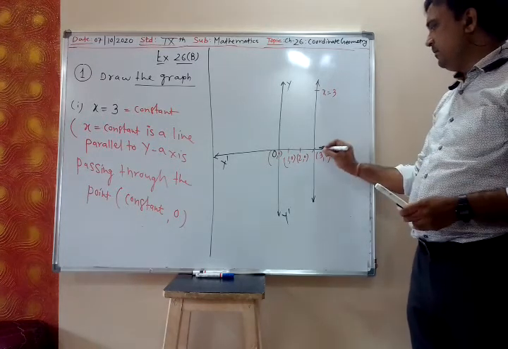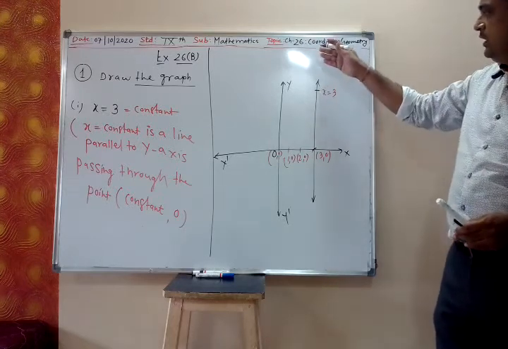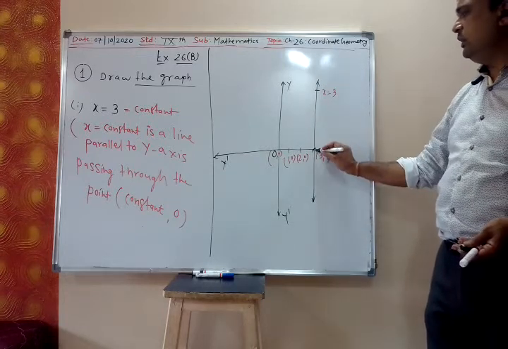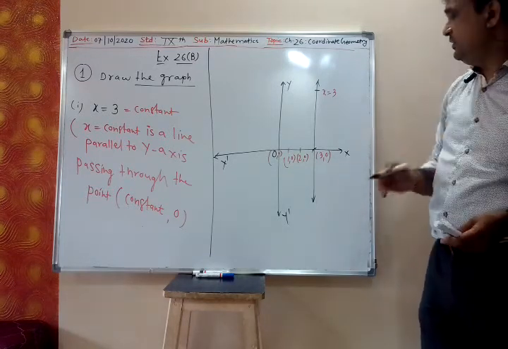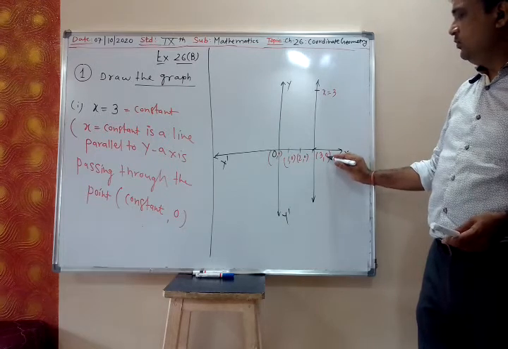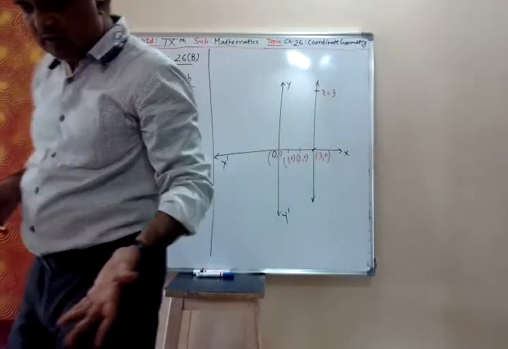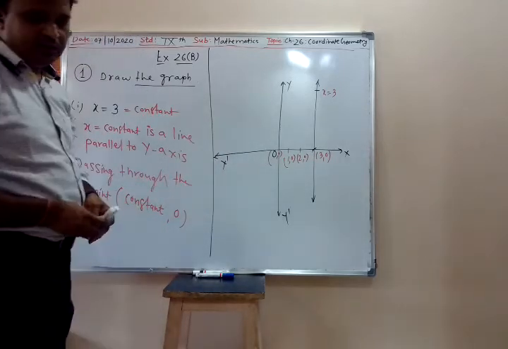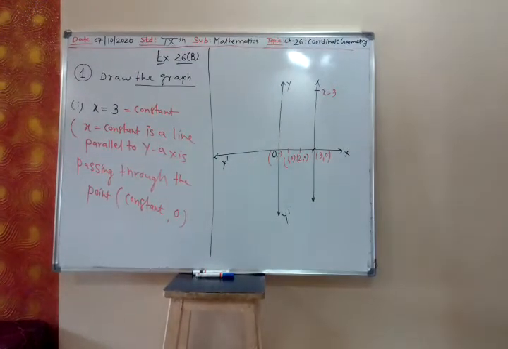So this is my line. So this is the graph of x is equal to 3. It is a line parallel to y-axis passing through (3, 0). Now (3, 0) is a point on x-axis because y coordinate is 0. Now second, x will be minus 3. Minus 3 means on this side. Are you getting? Yes. x is equal to minus 3 will be on the other side.